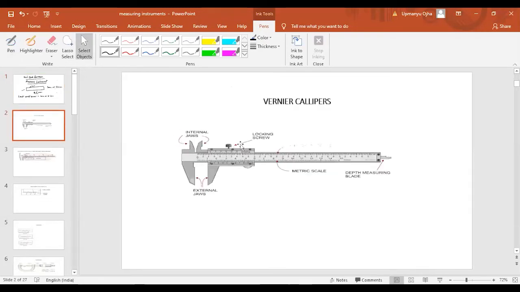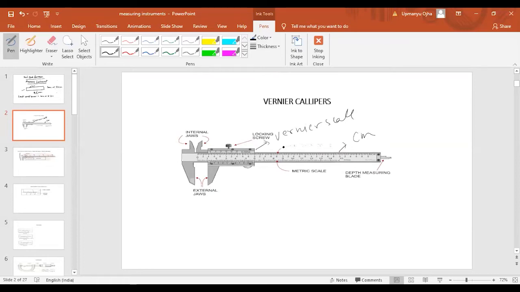Now you can look at this vernier caliper. If you look at the design, this is the main scale, like the centimeter scale which we are having in our home. Over the main scale, we have a sliding scale. That sliding scale is known as the vernier scale. Now this vernier scale can move along the main scale.